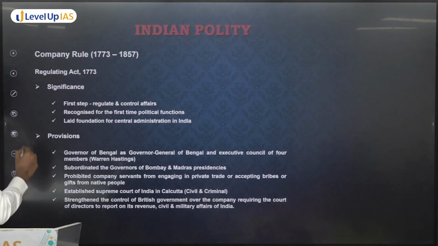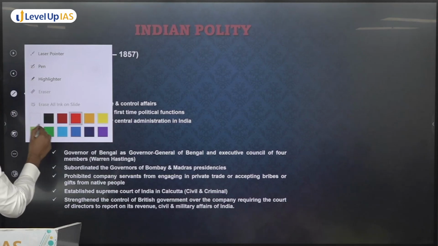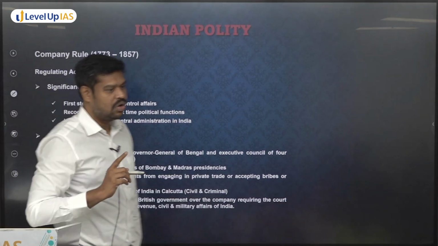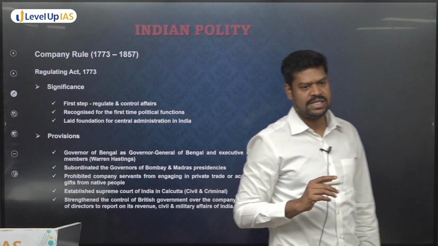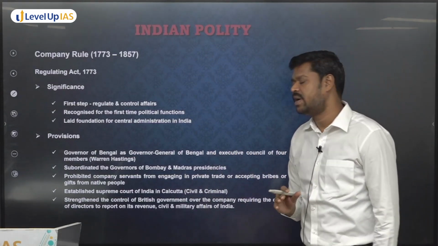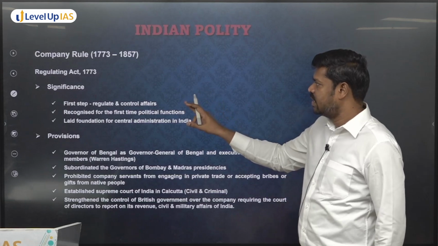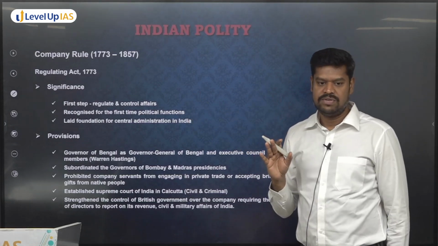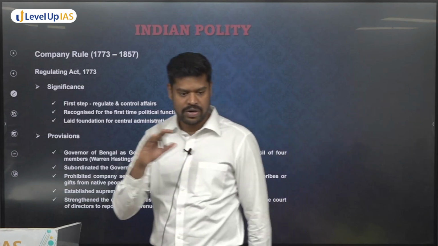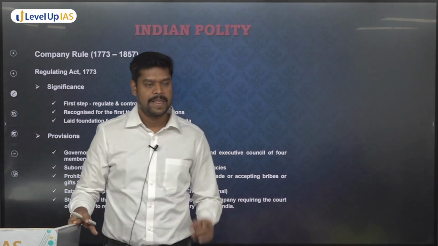Okay, so if you see the significance of the Regulating Act of 1773, mostly you'll have to remember certain points because factual information might be asked from here. So I said why the Regulating Act of 1773 was brought in. It was brought in to regulate the affairs of the East India Company.